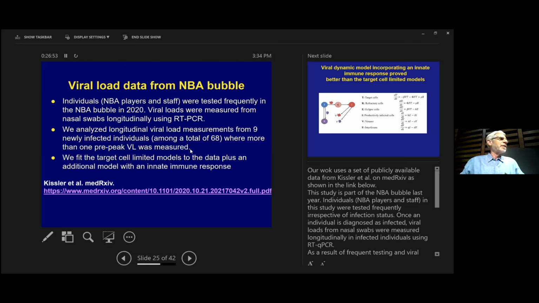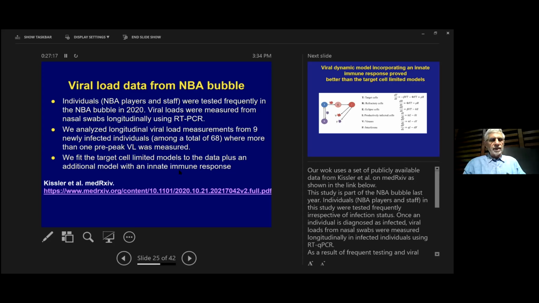As you may remember, the National Basketball Association last year took all of their players, brought them to Miami, and put them in something that they call the NBA bubble. So they were all isolated. And in addition to that, they were being swabbed roughly daily or every few days to make sure that they were testing negative so that they could play basketball. And of course, some of them did get infected and tested positive.